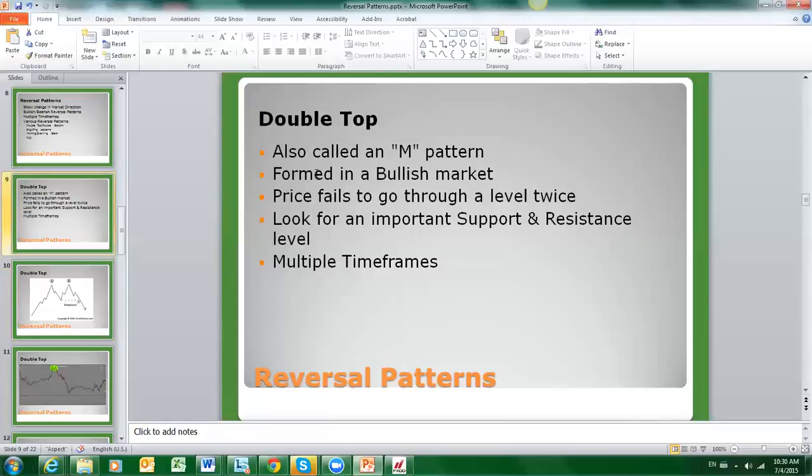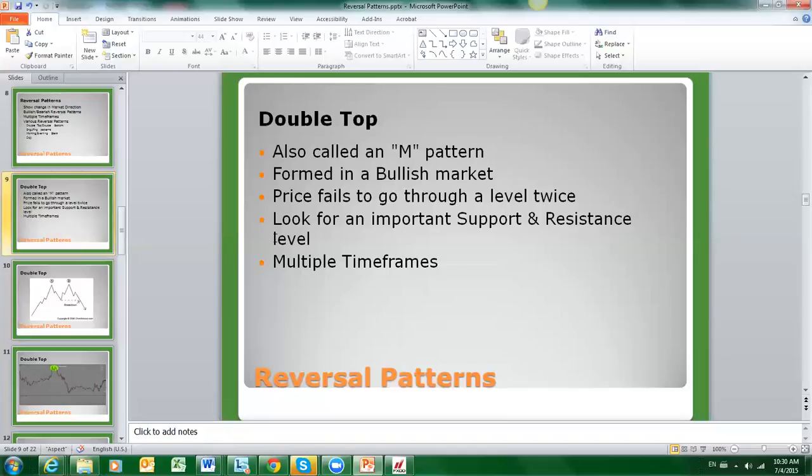So it's formed in the bullish market, which means it indicates that the market that has been going up is about to reverse, and the price will start going down now. And the price fails to go through this twice. That's why it's called double top.